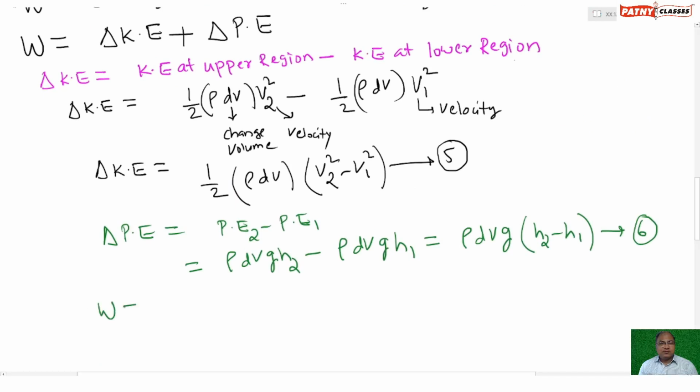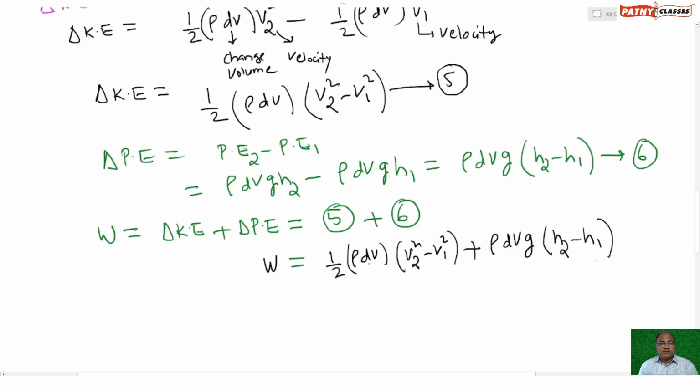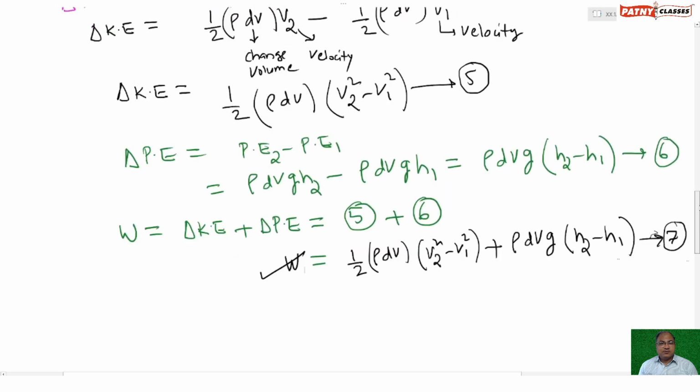But W equals change in kinetic energy plus change in potential energy. Therefore, work done equals the addition of equation 5 plus equation 6, that is W equals half rho dV (V2 square minus V1 square) plus rho dV g multiplied by (h2 minus h1). Call this expression number 7.